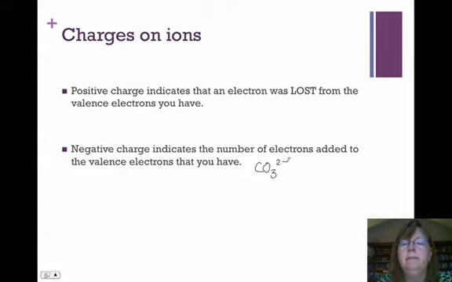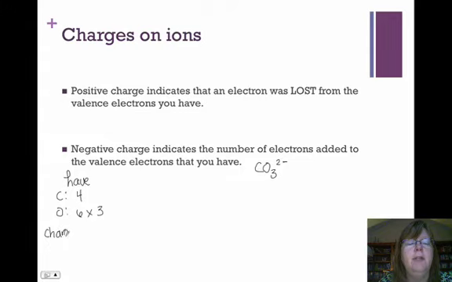Carbonate, CO3 2 minus. We're going to start with how many valence electrons do we have? Carbon is 4. Oxygen, we have 6. We have 3 oxygens, so times 3. And then our charge is a negative 2, so we're going to add 2 electrons. Remember, electrons are negative, so that's why we're adding 2 electrons. We have 24 valence electrons.